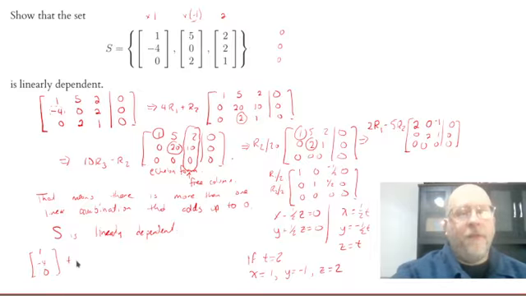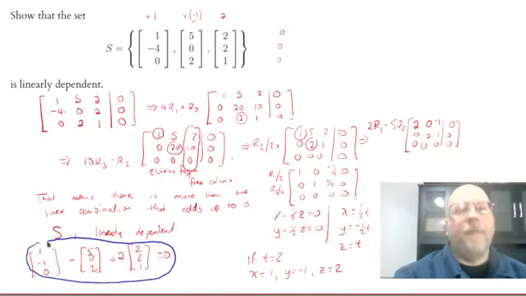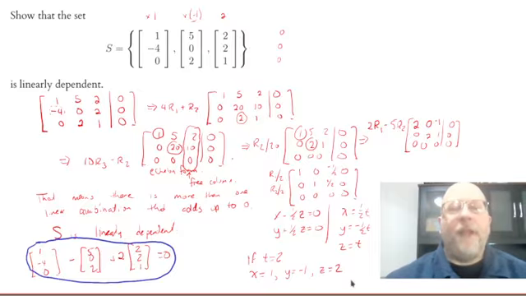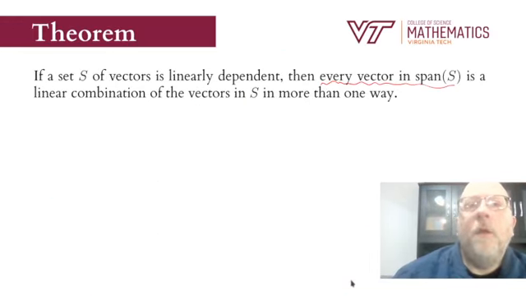And the negative of the second column, so -5, 0, 2. And 2 times the last column, 2 times 2, 2, 1. That adds up to 0. And I want to use this fact in the next example, that this particular linear combination cancels everything out and adds up to 0. My weights are 1 and -1 and 2. All right. So what we're saying is that every vector now is a linear combination more than one way.